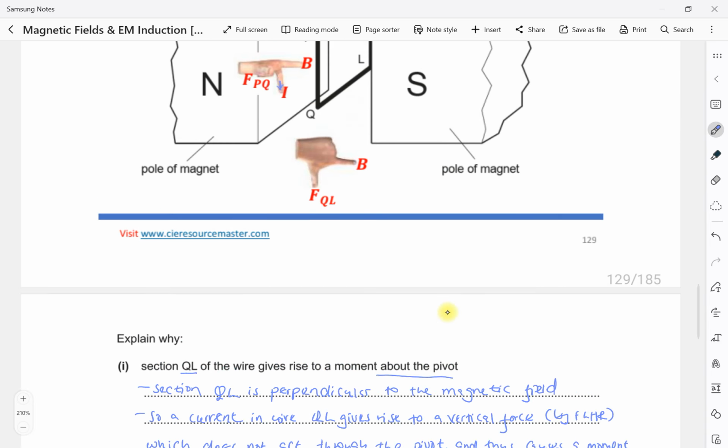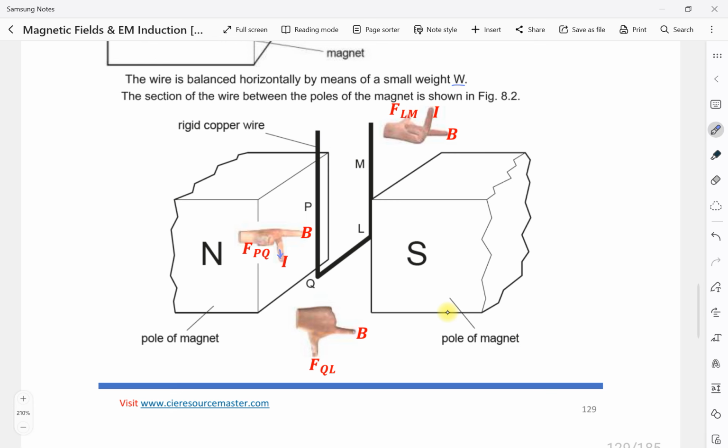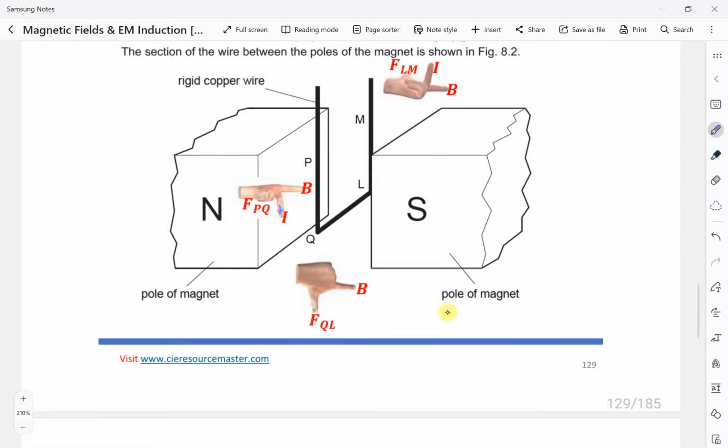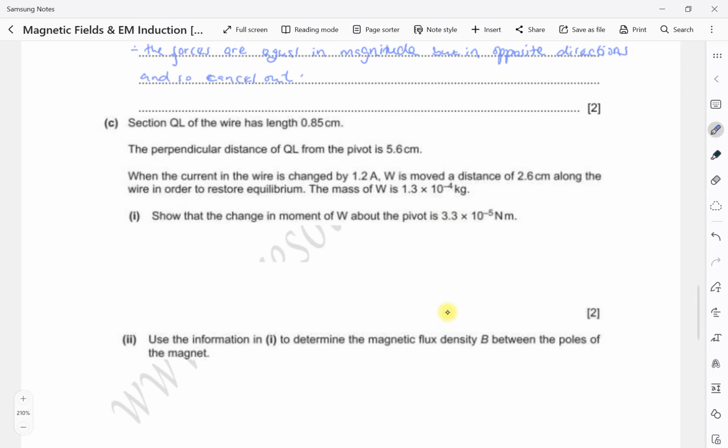Okay, so the forces, one is going to be in the horizontal plane, but out of the page. The other one is in the horizontal plane and into the page. The two forces are going to act in the same line, therefore they are going to cancel out. They are equal in magnitude because the current is the same, and if length PQ is the same as length LM, then the forces are equal but opposite.